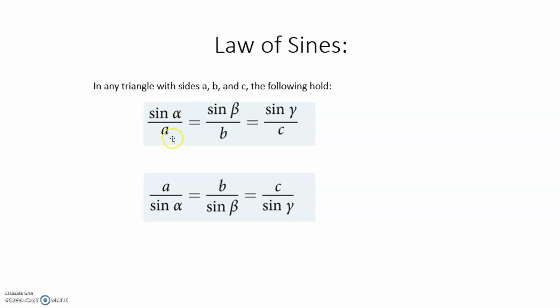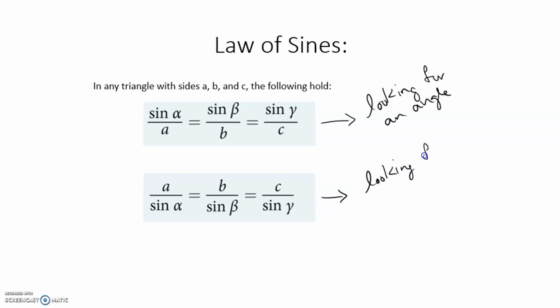which is going to be sine of A over a, sine of B over b, sine of C over c. Now you could use this if you are looking for an angle. Or you could flip this whole thing and have side a over sine A, b over sine B, and c over sine C. You could use this if you were looking for a side. Unless you use cross multiplication, in which case it doesn't matter which one you use.